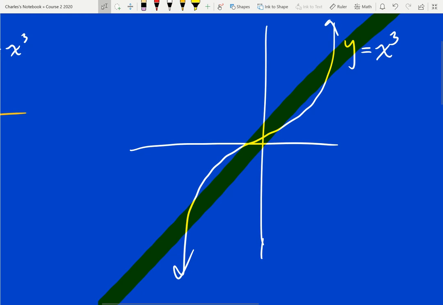Like if I think, let's say this is 3, and in this case it would be 27. The graph is not drawn to scale. But at -3, I get -27. Okay.